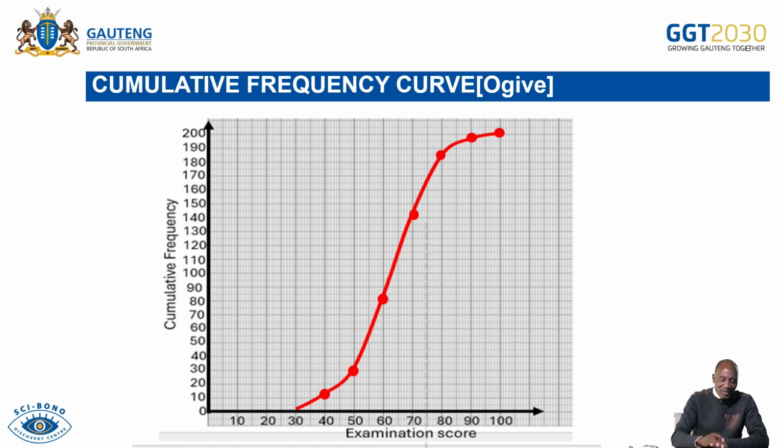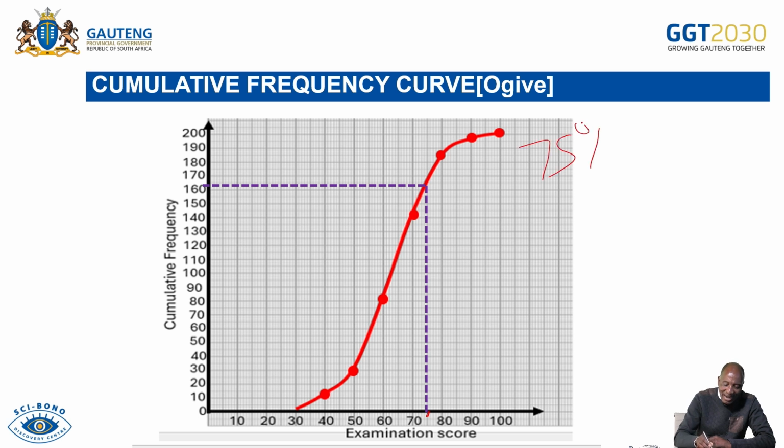Then the next part of the question wanted you to determine how many learners scored 75% and above. So you have to look for your 75 on the horizontal axis for marks. We are given 75% is the mark. So you look for 75, draw your broken line going up until you touch the curve, then you move across and read approximately 160, 162, thereabout.